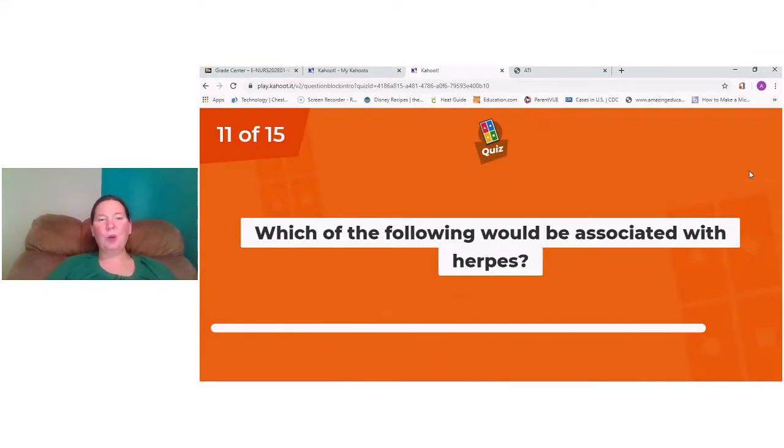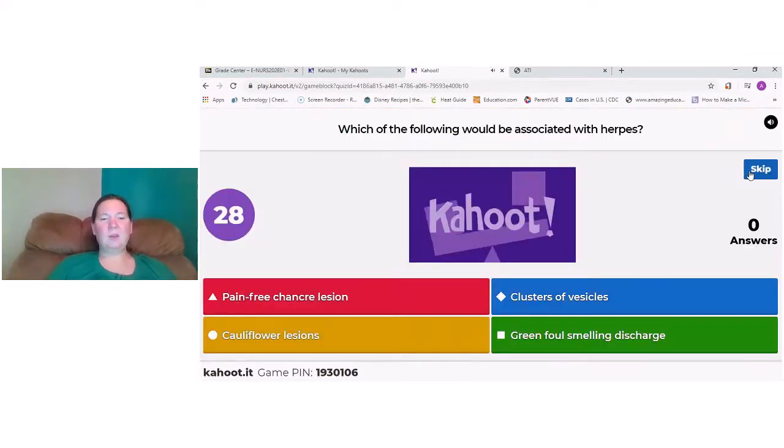Which of the following would be associated with herpes? Pain-free canker lesion, clusters of vesicles, cauliflower lesions, or green foul-smelling discharge? Which one is herpes?